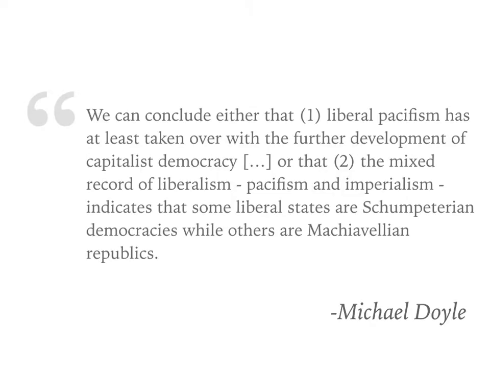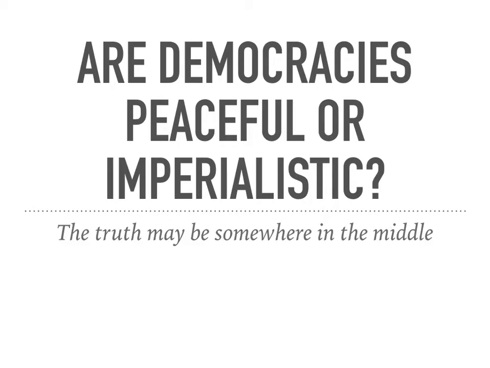Well, Doyle says, we can conclude that either liberal pacifism has at least taken over the further development of capitalist democracy, or that the mixed record of liberalism, pacifism, and imperialism indicates that some states are Schumpeterian democracies, while others are Machiavellian republics. Essentially, maybe the answer is that some states are more peaceful, some states are more warlike. So, are democracies peaceful or imperialistic? Well, Doyle argues the truth is somewhere in the middle.